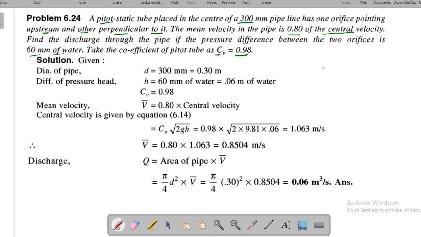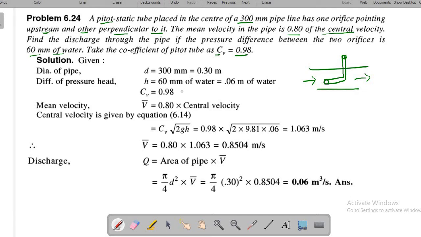So it is a pipe like this. In this pipe, the pitot tube is placed like this. Here we have one orifice, that is the hole. Here we have one more, which is open and perpendicular to the first one. Okay, so this much they have given. Water is flowing from here to here. One is the upstream side orifice and the other is perpendicular to that. This is the diagram of this orifice.